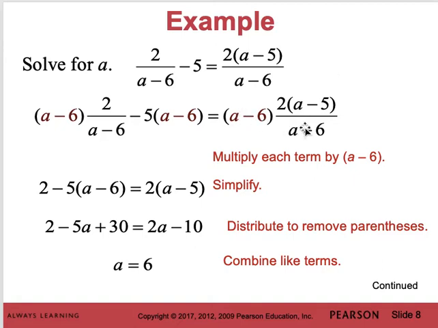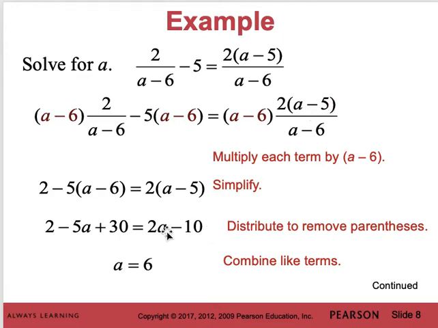A lot of the times these are going to cancel because the denominator is already listed here. So really you could look at this differently and say, which one doesn't have an a minus 6 in the denominator? That's what I'm going to multiply by. And the only one that doesn't is this negative 5. So this first one doesn't change at all, it ends up canceling out. And this last one here on the right also ends up canceling out. So we're left with 2 minus 5a plus 30 equals 2a minus 10.